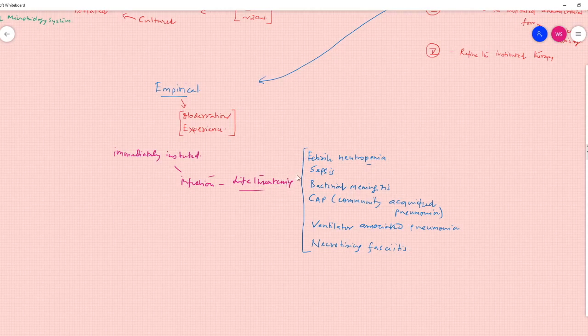So the samples, the specimen should be collected from these patients as soon as possible, and they should be immediately administered the empirical therapy, which is basically broad spectrum antibiotics. Okay. Broad spectrum antibiotics should be administered. Okay, sometimes a combination of antibiotics should be given in these particular conditions.